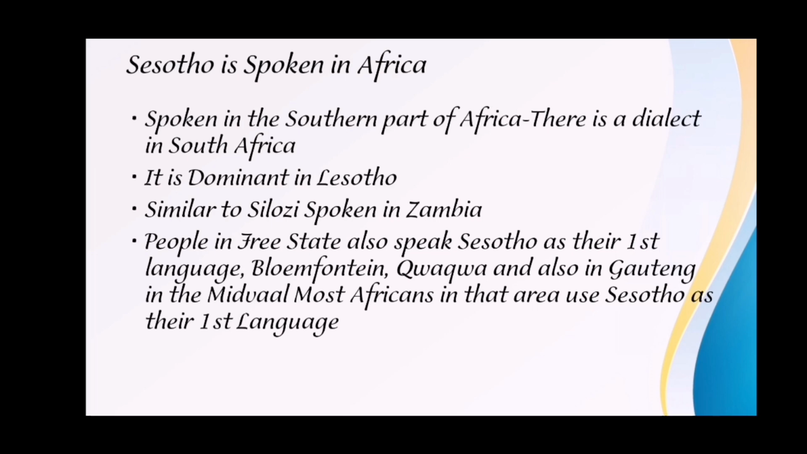People in Free State, which is found in South Africa, also speak Sesotho as their first language. People in Free State, in Bloemfontein, in QwaQwa, and also in Gauteng. In the Midvaal, most Africans in that area use Sesotho as their first language.